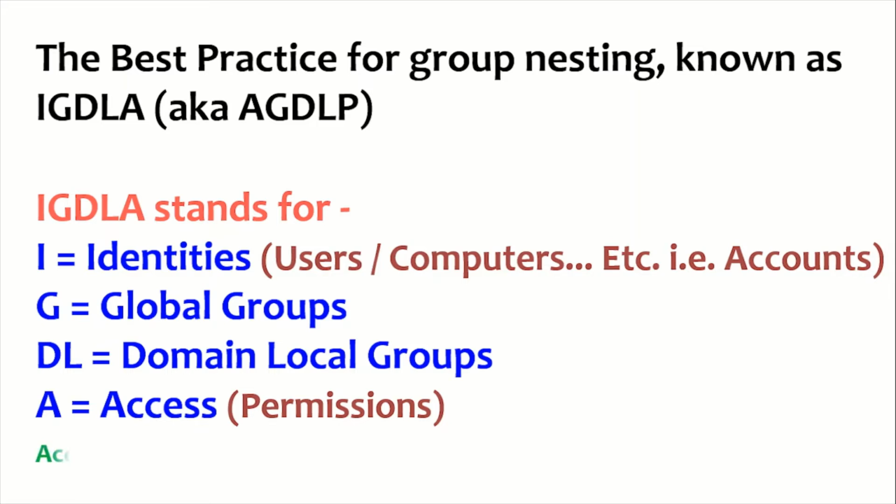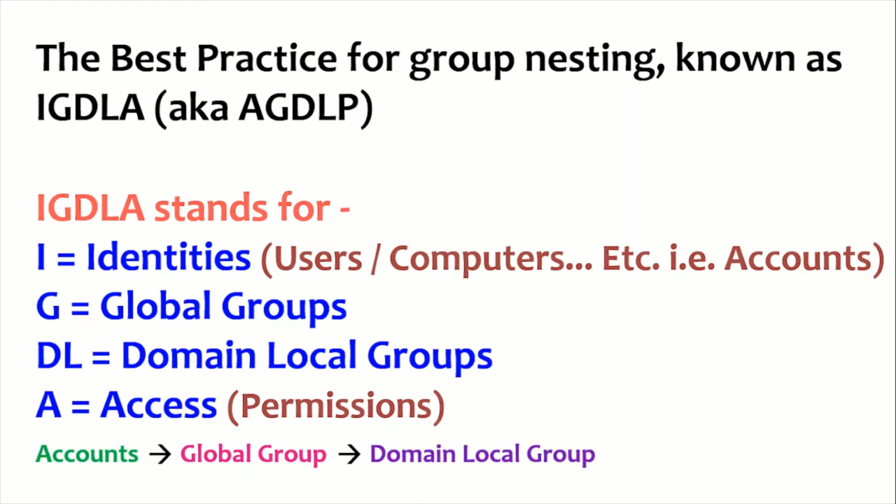So what happens is, accounts, that is users or computers, go to a global group. So we make these users and computers members of a global group. Then these global groups are made members of a domain local group, and we assign permissions on the domain local group. We have seen in our earlier video that the main purpose of a domain local group is to assign permissions on the local resources. So this strategy is called IGDLA or AGDLP.